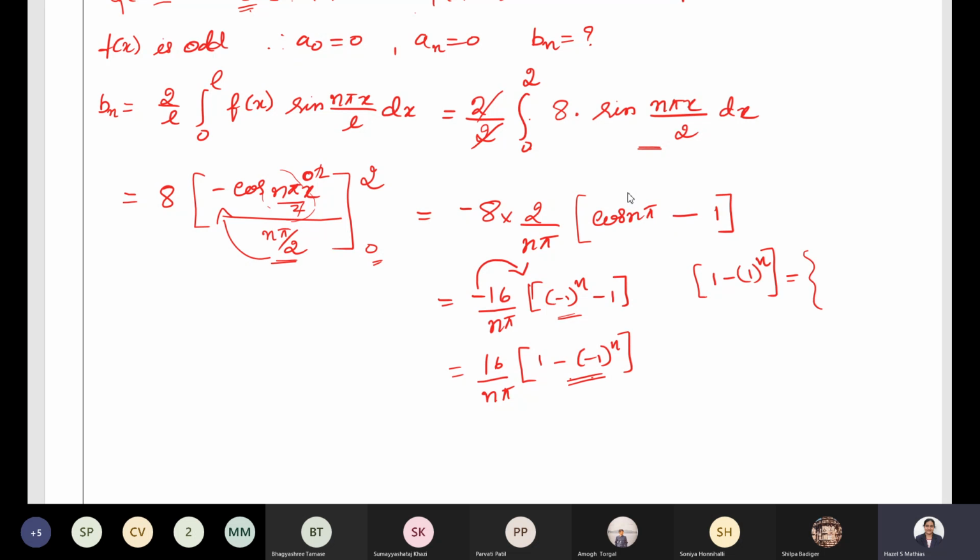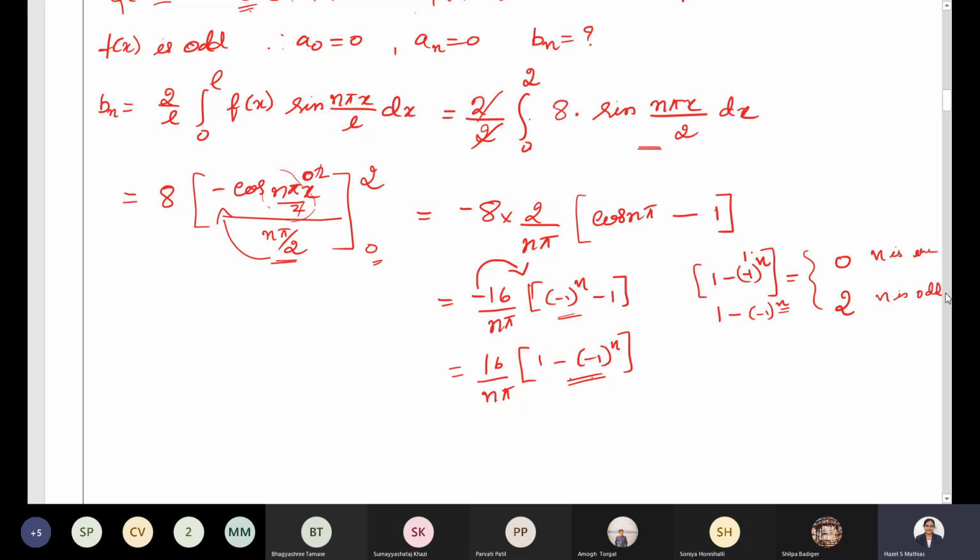Suppose n is even, what is the value? And if n is odd, what is the value? Power of n is even, that means 2, 4, etc. Minus 1 power even number will always be positive, so 1 minus 1 will be 0. Similarly, 1 minus minus 1 power n, where n is odd: minus 1 power odd will always be minus 1 itself. So 1 minus of minus 1 will be 2.